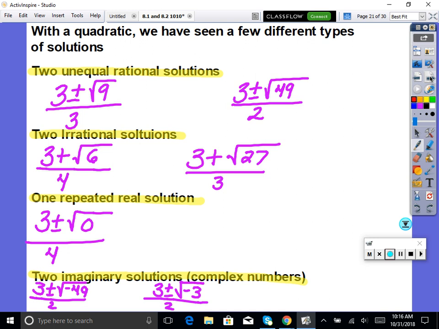What happens? So if we have the square root of 9, isn't that a perfect square root? Yeah. So that would be 3 plus and minus 3 root 3, which if you think about it, 3 plus 3 is 6. 6 divided by 3 is 2. We have one solution, which is 2. 3 minus 3 is 0.